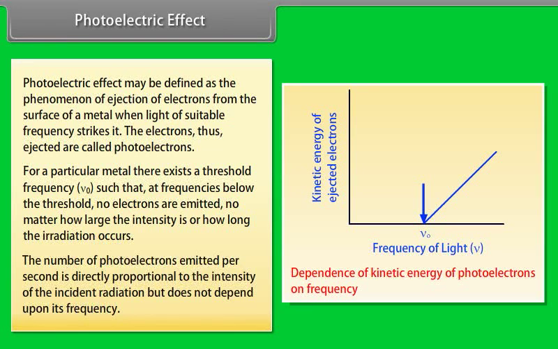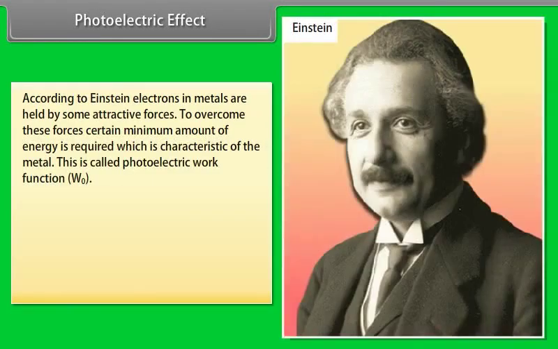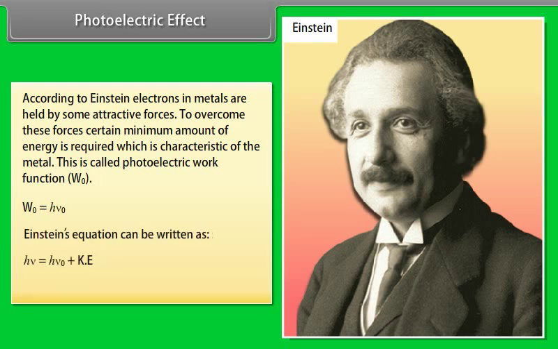The number of photoelectrons emitted per second is directly proportional to the intensity of the incident radiation but does not depend upon its frequency. According to Einstein, electrons in metals are held by some attractive forces. To overcome these forces, a certain minimum amount of energy is required, which is characteristic of the metal. This is called the photoelectric work function W0. W0 is equal to h nu naught. Einstein equation can be written as h nu is equal to h nu naught plus KE. KE is equal to h nu minus h nu naught.